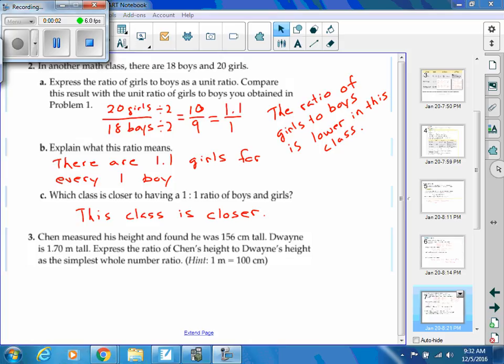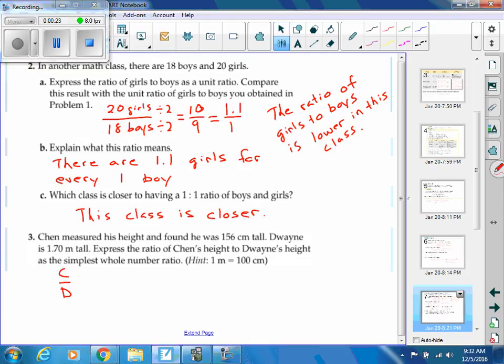All right, moving on to number 3. It says Chen measured his height and found he was 156 centimeters tall. Dwayne is 1.70 meters tall. Express the ratio of Chen's height to Dwayne's height as the simplest whole number ratio. Now the problem here is that if we're taking Chen's height over Dwayne's height, Chen's is in centimeters and Dwayne's height is in meters.